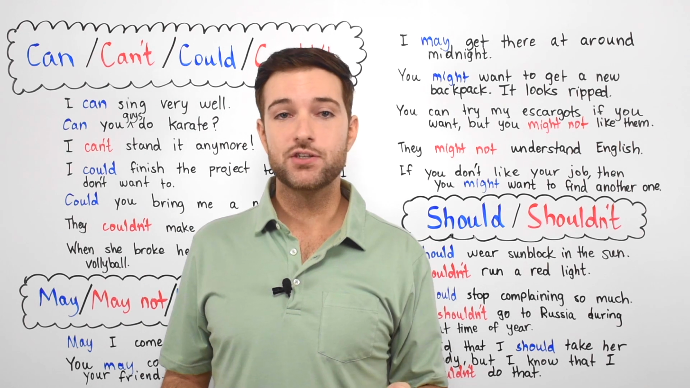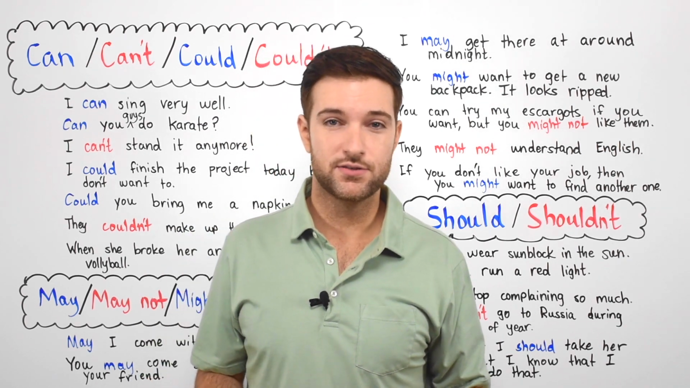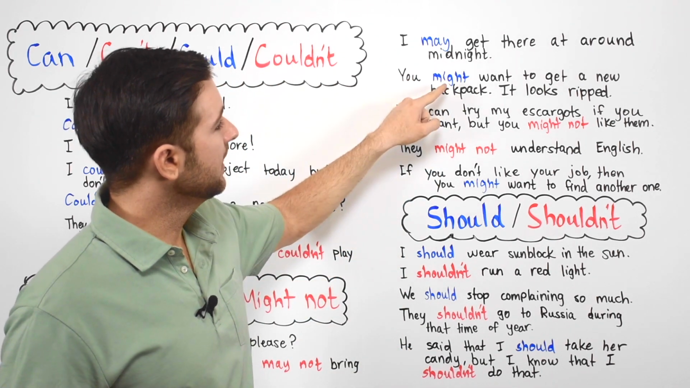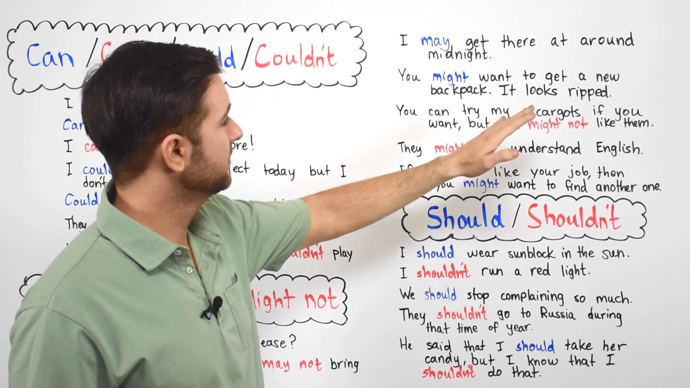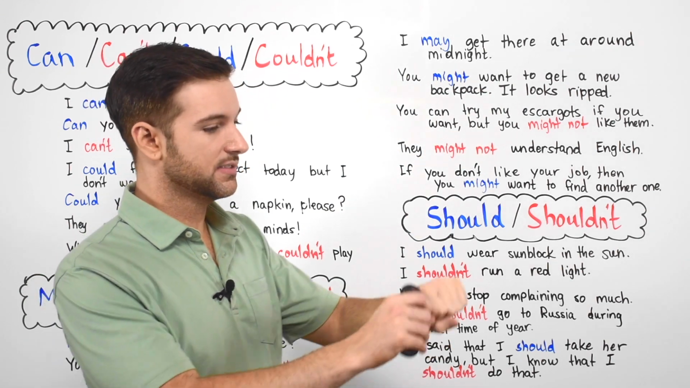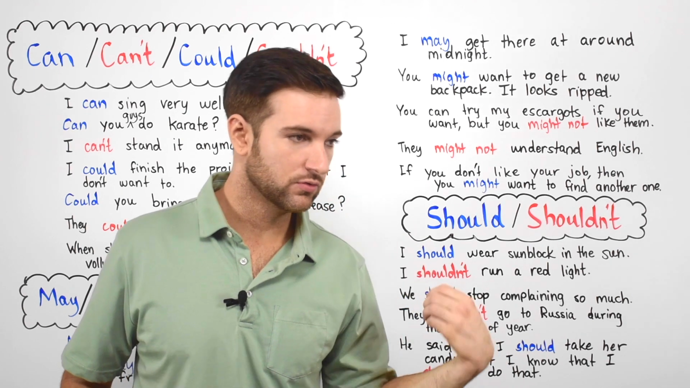Most people use might to express certitude or improbability. Okay, so it's a little bit different. This is more commonly used than may. Okay, especially Americans. Okay, we use might all the time. You might want to get a new backpack. It looks ripped. Ripped means like, you know, your sleeve is, it rips off.